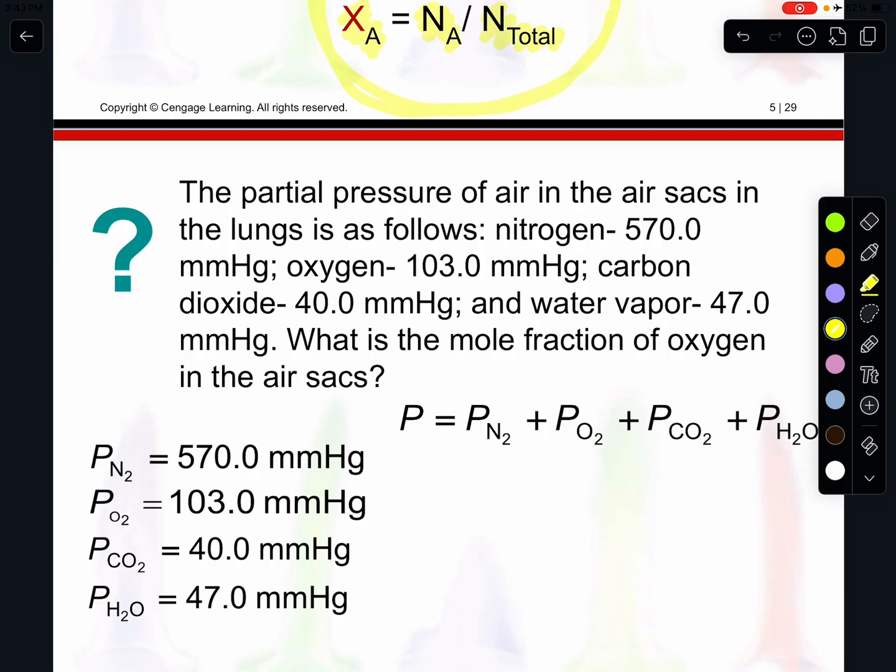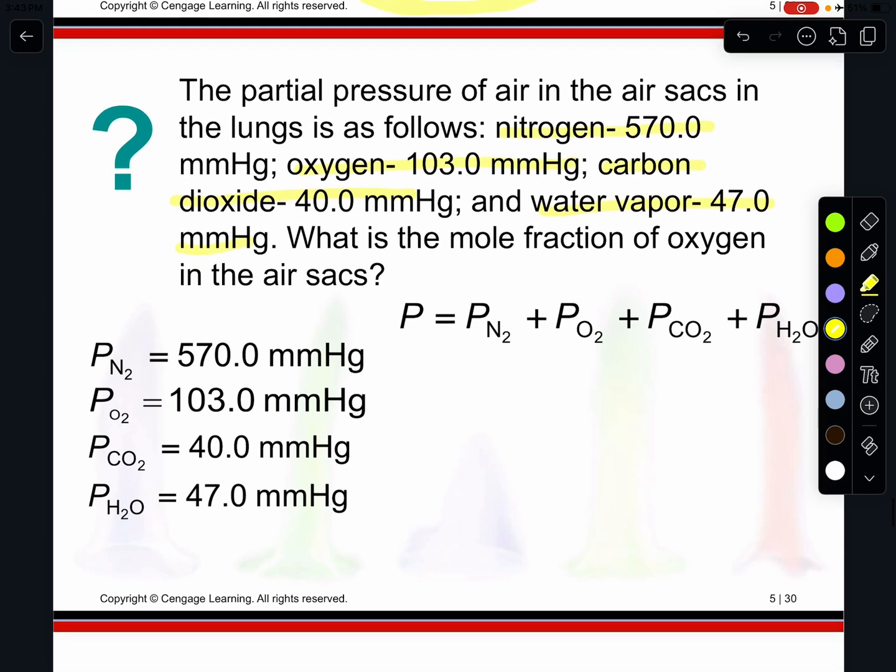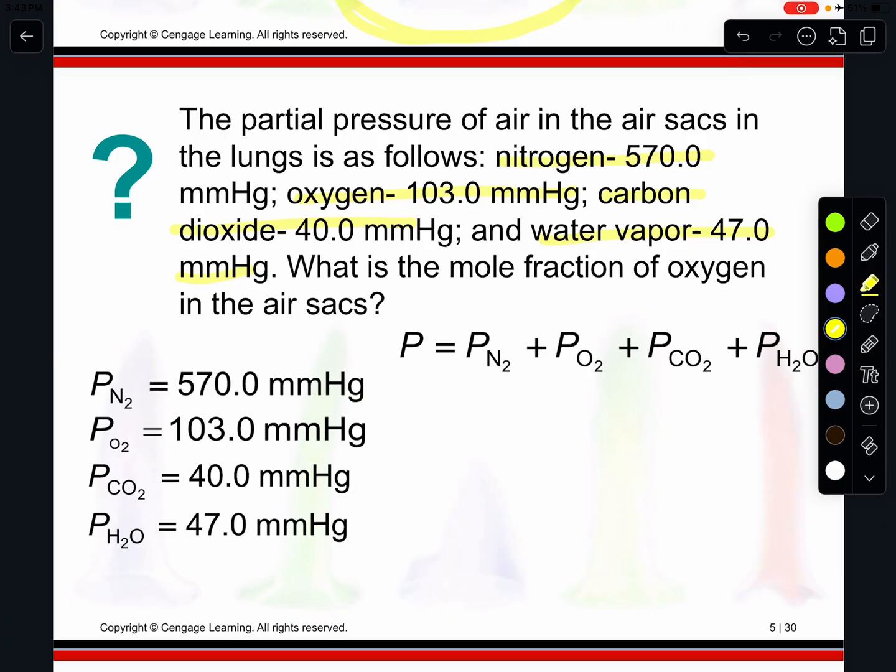So we have air in the air sacs in the lungs as follows. They give you 3 pressures. We have nitrogen, we have oxygen, we have carbon dioxide, and we also have water vapor. And what is the mole fraction of oxygen? So it's nice to always write out what we have, because it helps you visualize what's going on. We have 4 partial pressures, and if we added those up, we could easily get the total pressure, right? Our whole goal here is to find the mole fraction, or the X value, for the O2.